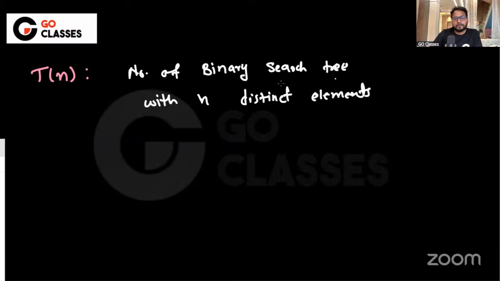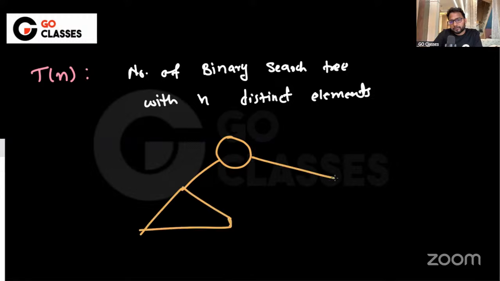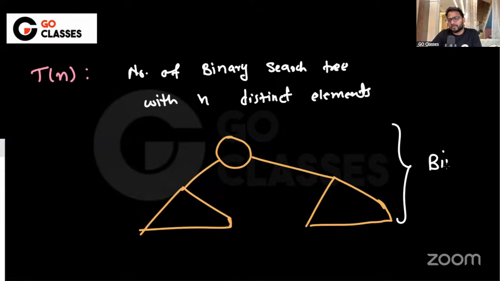Suppose I say you one thing, okay? Suppose there is some binary search tree. I'm trying to make one binary search tree. Now let's suppose this is the left of this. Let's suppose this is the right of this. So this is basically a binary search tree. This is the left part, left subtree, and this is the right subtree. But this is again a binary search tree, or any tree actually, doesn't matter, but yeah, binary search tree for now.